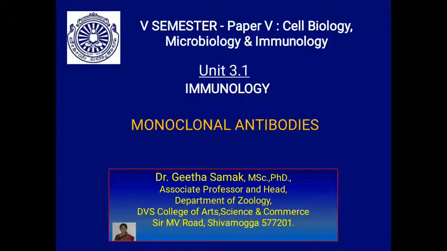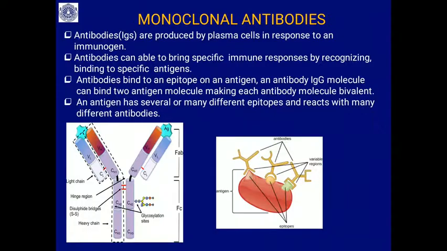Dear students, now I am going to tell you about monoclonal antibodies. You have studied already the structure of antibodies and classification of antibodies. Antibodies are immunoglobulins produced by plasma cells in response to an antigen or immunogen. Antibodies are able to bring specific immune responses.